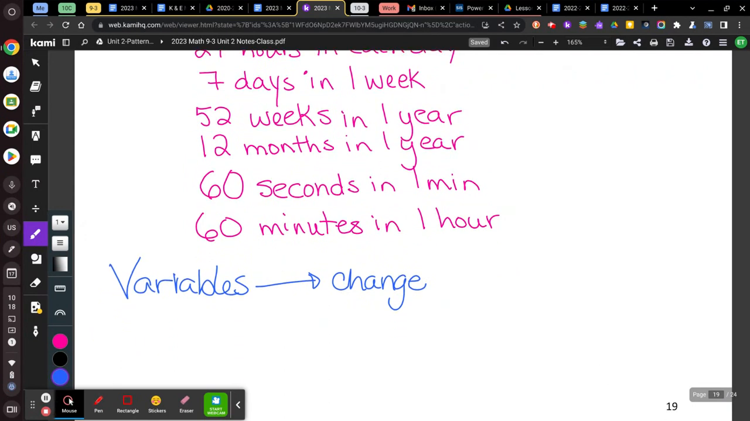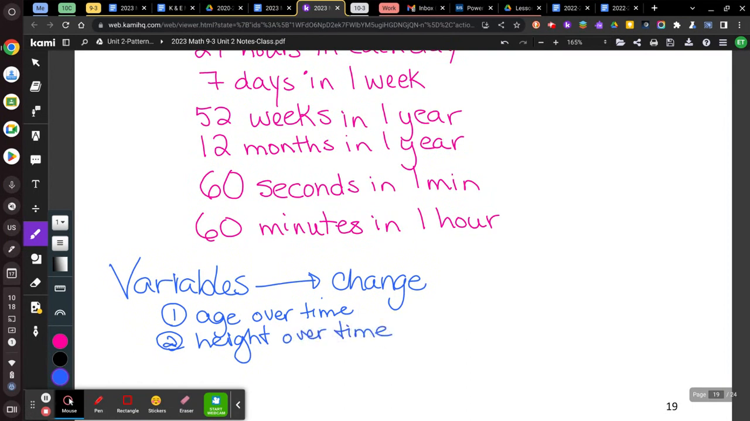So what kinds of things would change? Well, one thing that would change is our age over time. Our height. Yeah, not for me. Okay, our height over time. So those kinds of things change. When we're talking about variables, those are things that do change. And this concludes variables and constants.